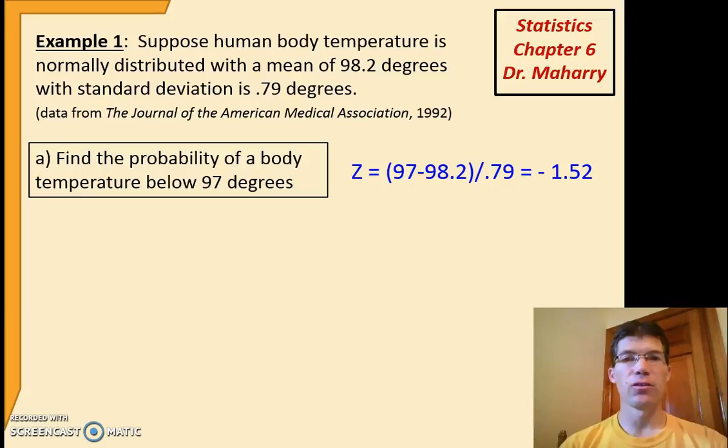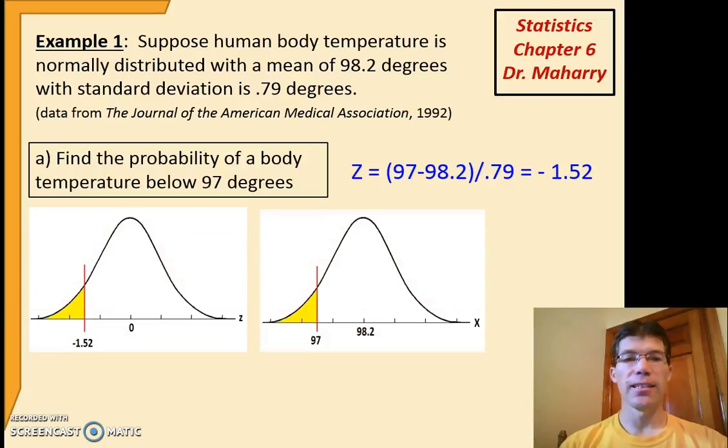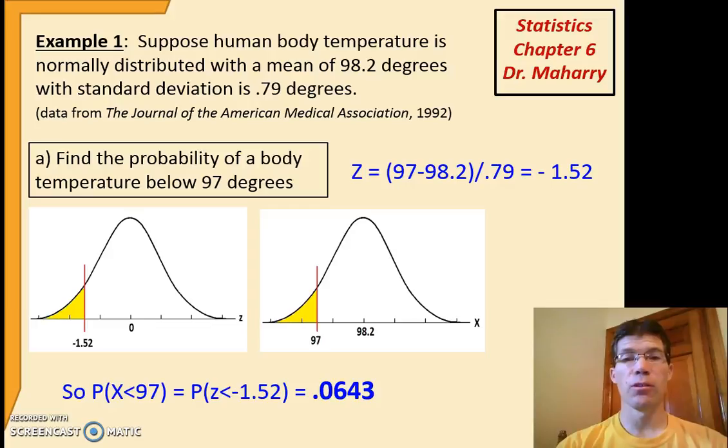Well, now this is a z-score. I can go to my z-table and find the probability of z less than negative 1.52. If I look up negative 1.52 in the table, I get 0.0643. So there's a 0.0643 chance that a randomly selected person has body temperature below 97 degrees.